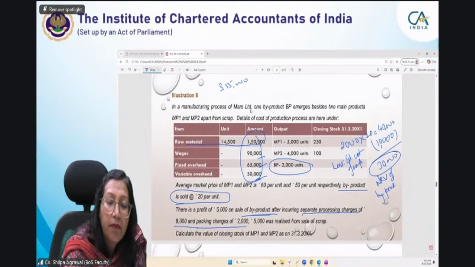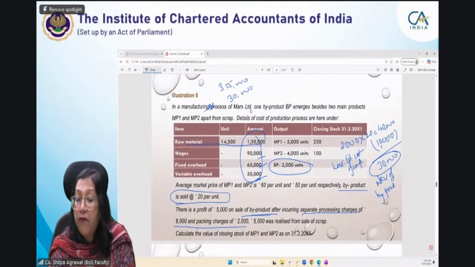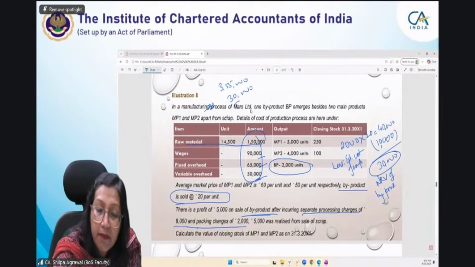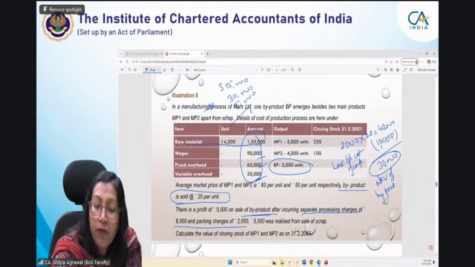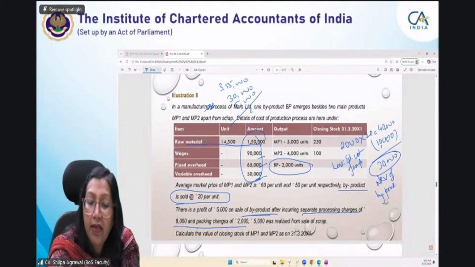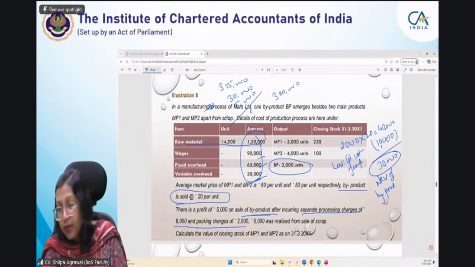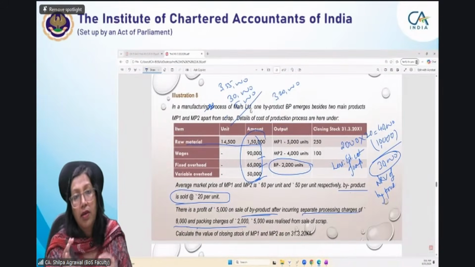3,55,000 minus byproduct की value जो आपकी आई है NRV, byproduct की NRV that is 30,000, plus इसके अलावा आपको और भी कुछ लगा इसमें? There is a profit of 5,000 on sale of byproduct. तो ये profit भी आपकी इस value को ही reduce कर देगा. Hope it is clear. This 5,000 will also be reduced. तो आपकी cost to be allocated to joint products will arrive at 3,20,000. Very good. 3,20,000.